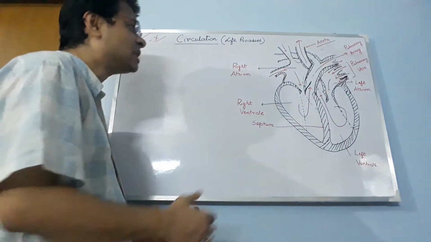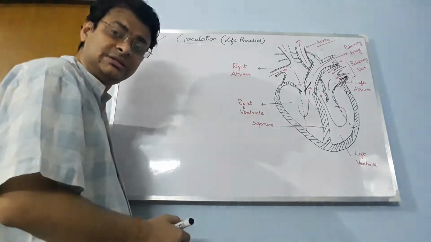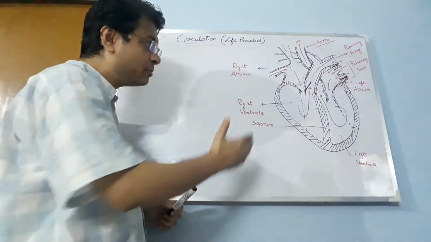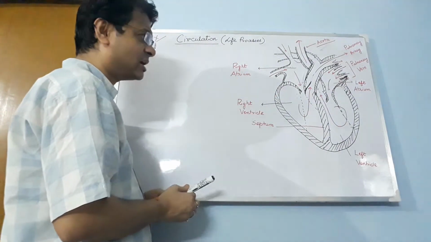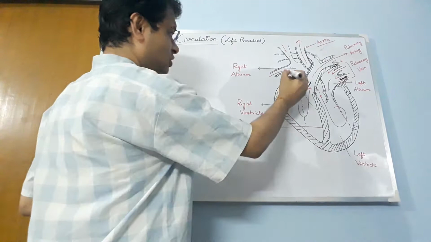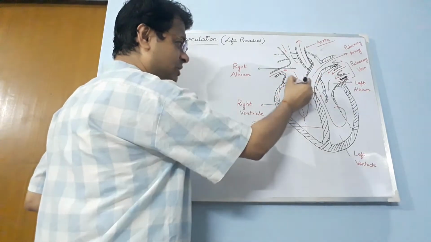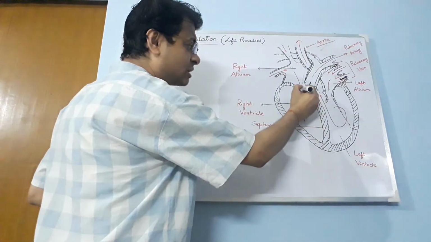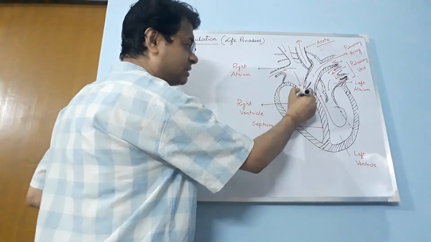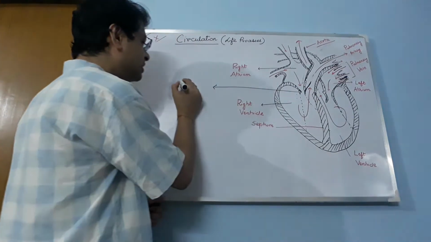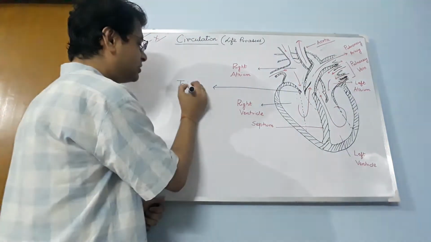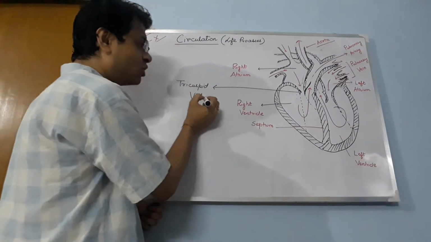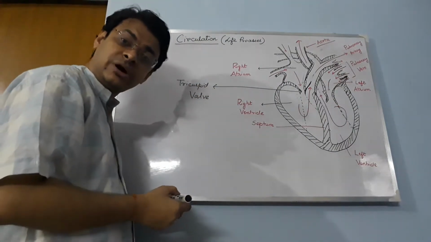I couldn't point out all the parts of the human heart, but I will be telling you. Please follow this diagram very carefully. This part is the right atrium, and this part is the right ventricle. In between the right atrium and right ventricle, there is a valve. We call it the tricuspid valve.